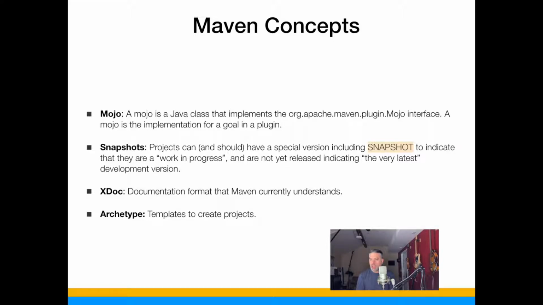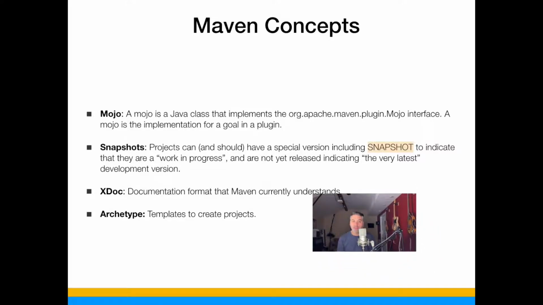Xdoc is a documentation format that Maven understands. An archetype is just a template to create more projects. And there are other concepts that I didn't really want to dive deeply into, just because I don't want to oversaturate you. I'm much more interested in showing you the things to use, the basic stuff.